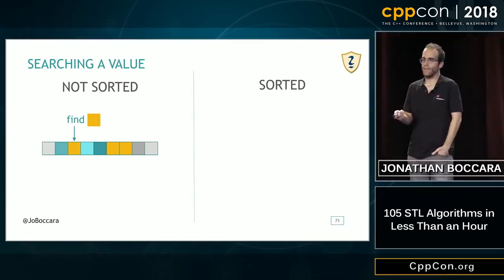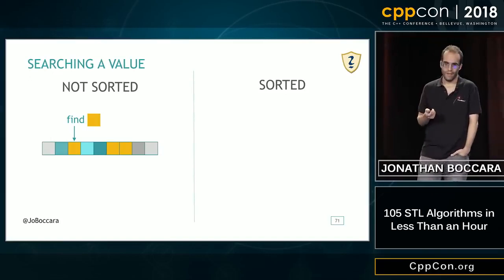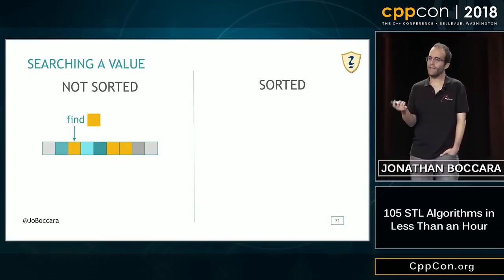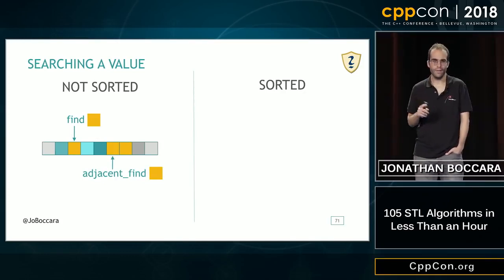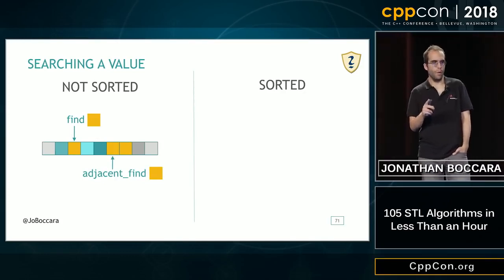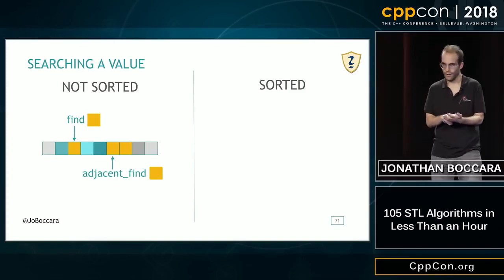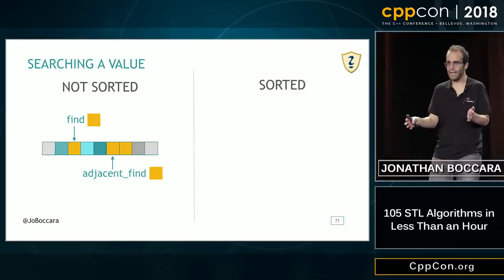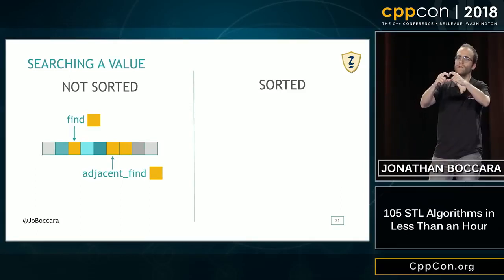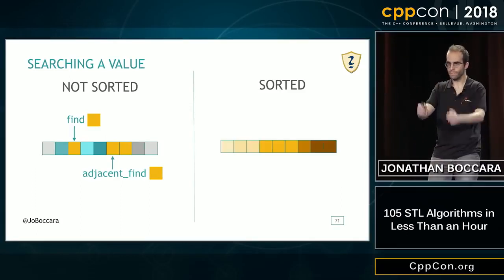Now, or end if that value is not found. Now, it has a sort of twin brother that's much less famous, but quite useful as well, and it's called adjacent_find. And that returns the first position where two adjacent values occur and are equal to the value searched. So adjacent_find takes a begin and an end and a value and returns the first position where two of those values appear in a row.